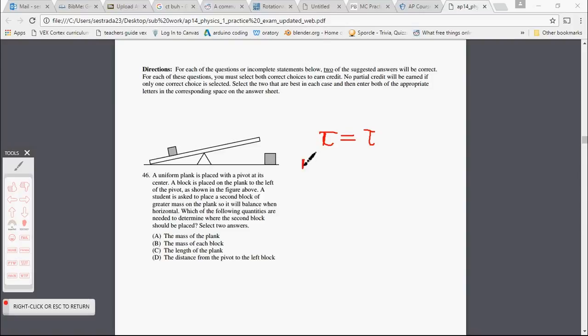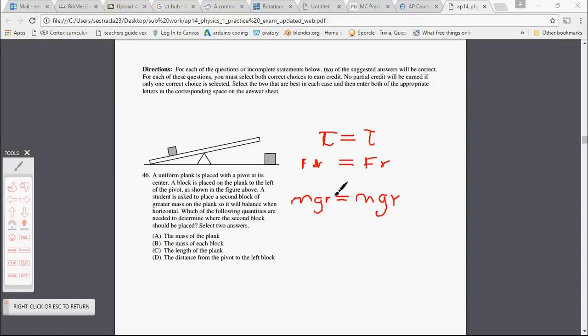So we have force times the radius, force times the radius. So I ask myself, what is the force that's causing this thing to rotate? Well, it's not a wheel where it's friction. It's going to be gravity. So we have mgr equals mgr. The weight of these boxes is the thing that's causing it to rotate.